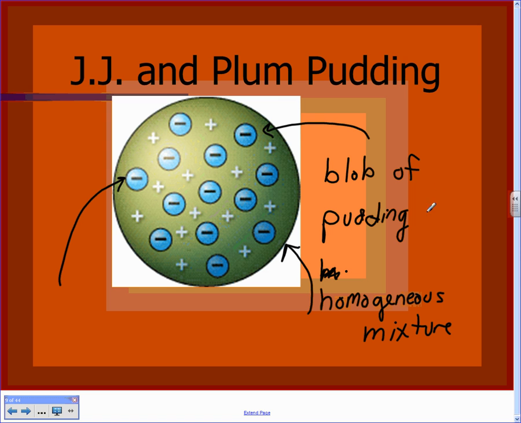It wasn't true pudding, so not real. Don't think that he actually thought that electrons are held in place by pudding. It was a little more scientific than that. But the consistency of the blob was kind of like pudding. So this was the plum pudding model.